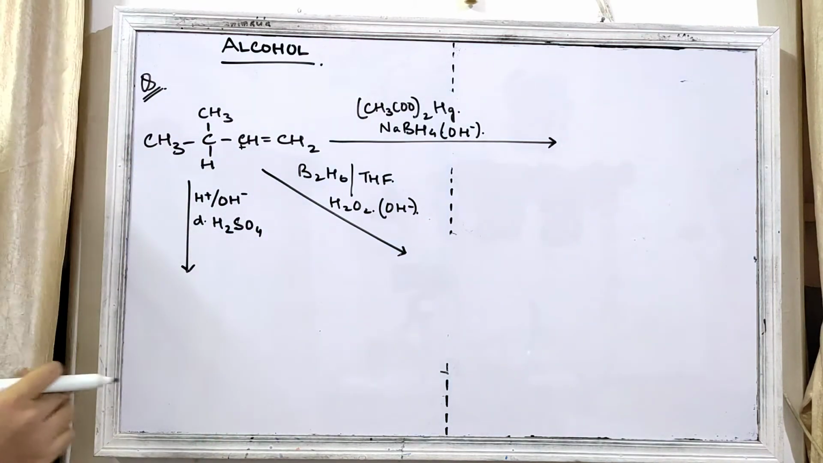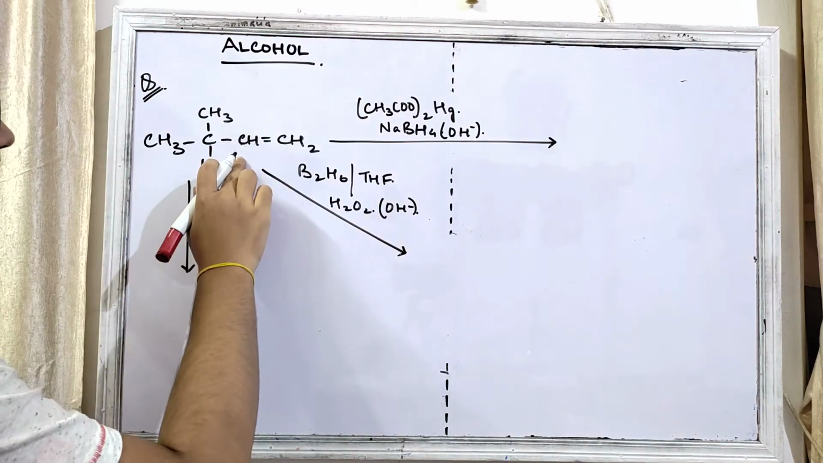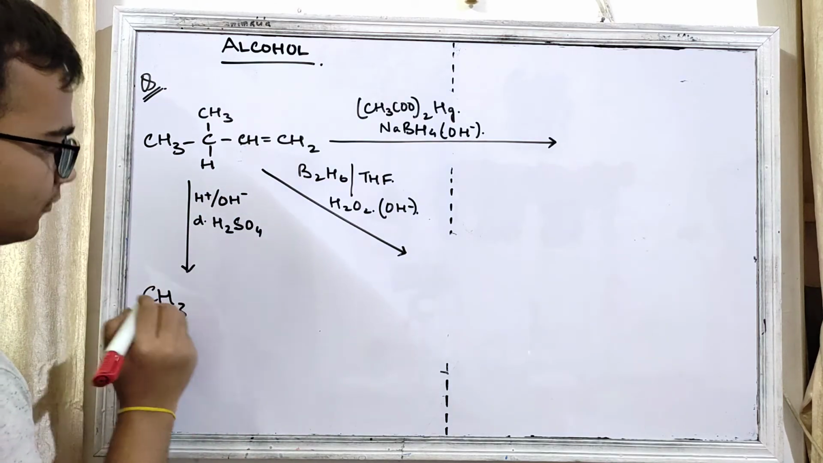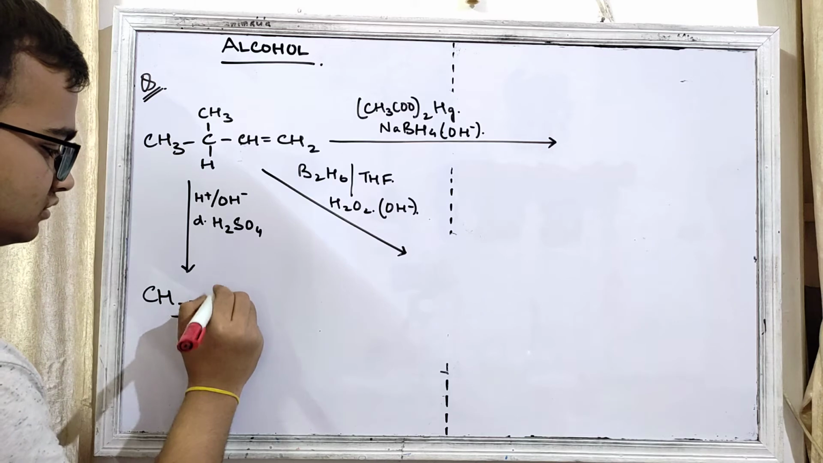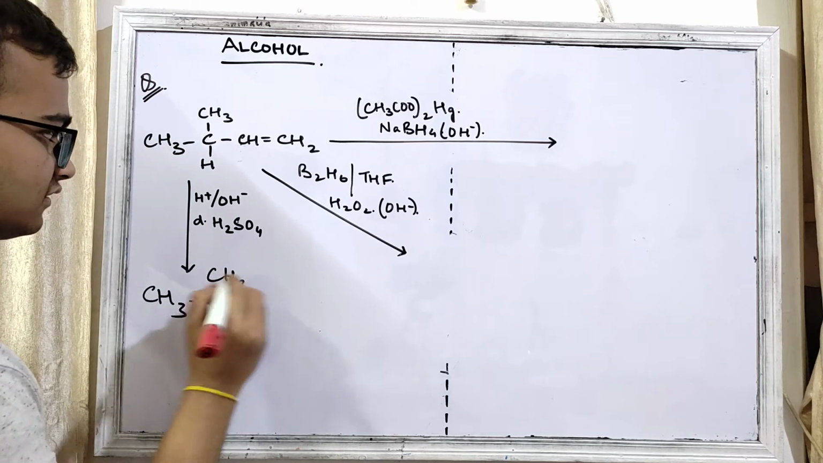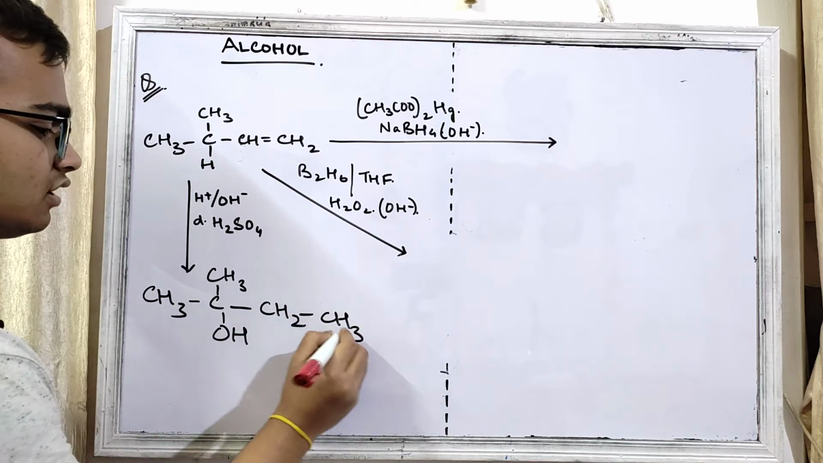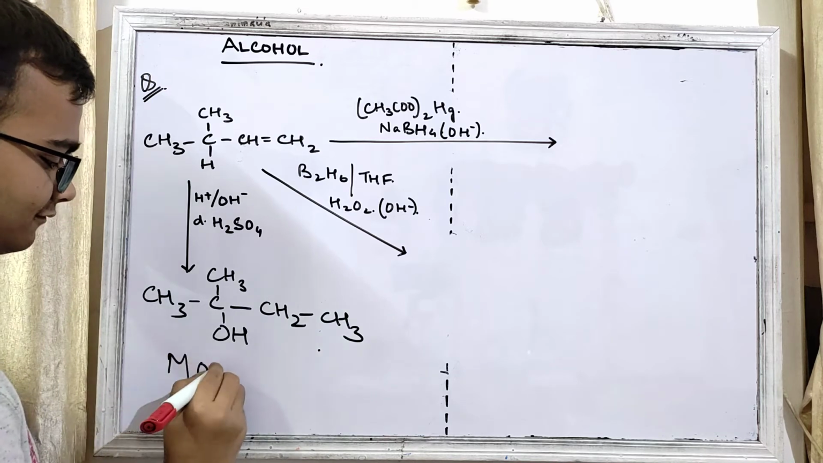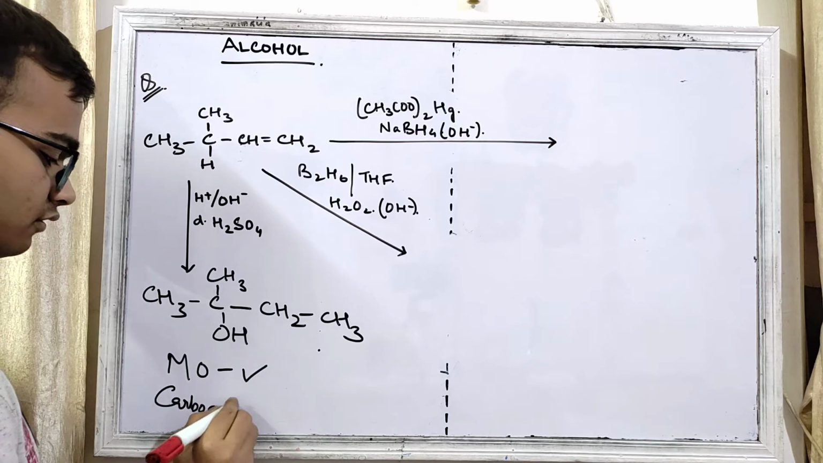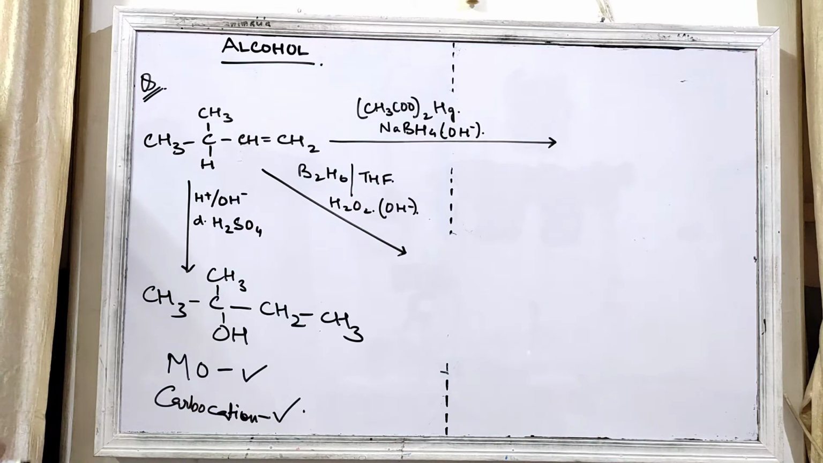So according to this, in acid catalyzed addition of water to this structure, the compound which is formed as an answer is this: CH3, OH is attached or attacking over here, this is CH2 and this is CH3. Now, why is this happening? Because the Markovnikov rule is being followed in the first case, and there is carbocation formation, so rearrangement is occurring.